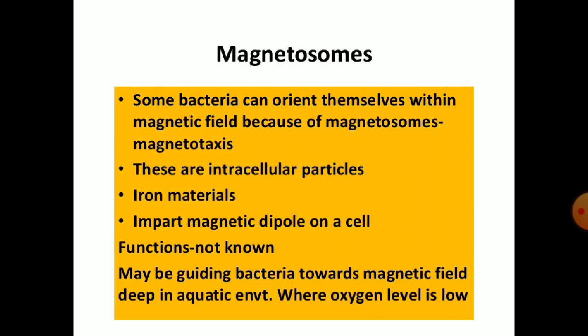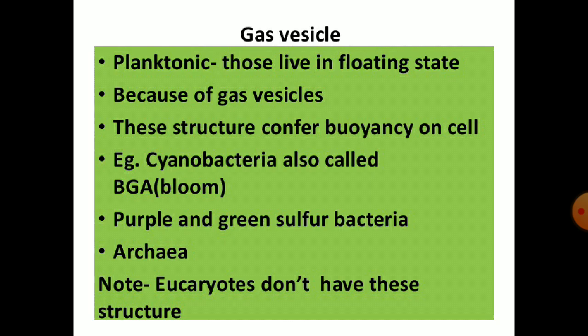Magnetosomes. What are magnetosomes? Some bacteria can orient themselves within a magnetic field because of magnetosomes. This is magnetotaxis. They are intracellular particles of iron material. The function is not known. Next is the gas vesicle. Planktonic organisms live in a floating state because of gas vesicles.